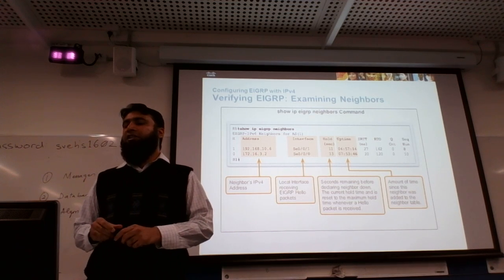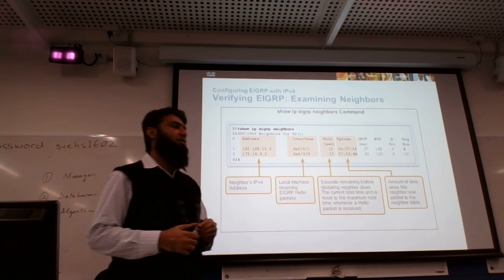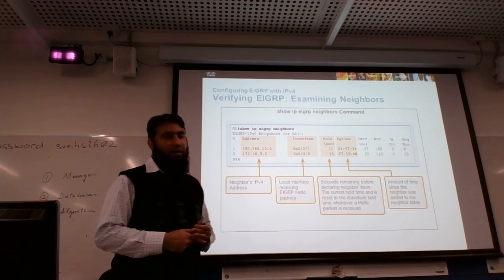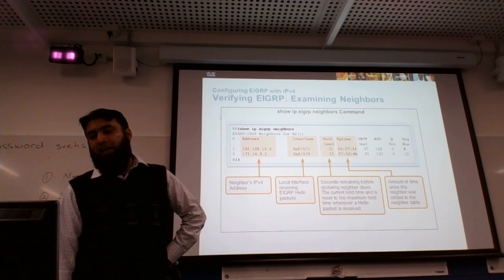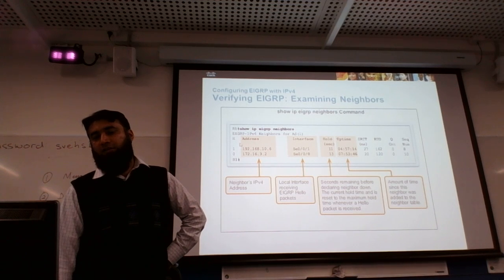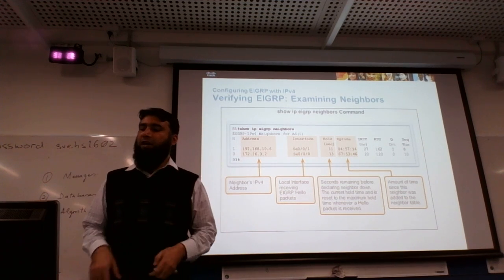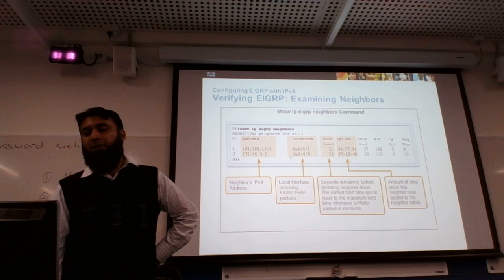The show IP EIGRP neighbor command will tell us the information about the neighbor adjacencies. As you can see over here, in the first column you will get the IPv4 address of the neighbor. The second column tells which local interface of your router is connected to the router that has this address.